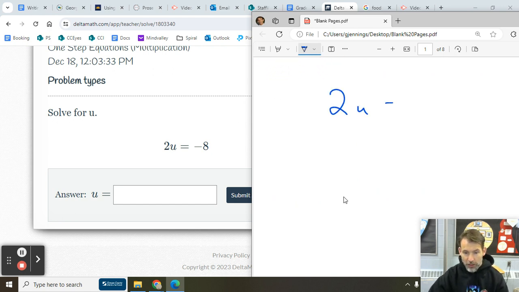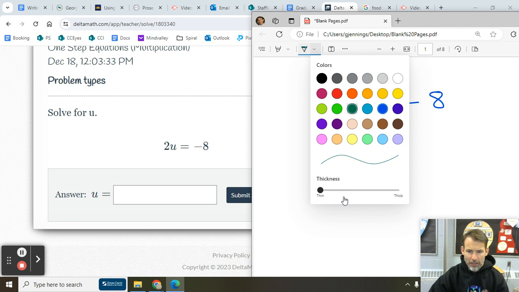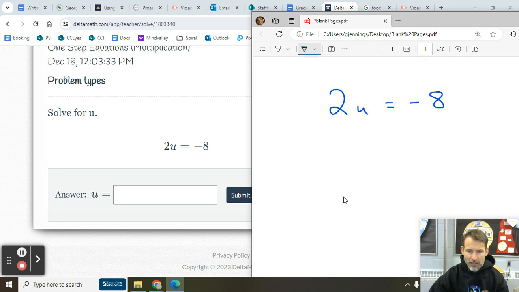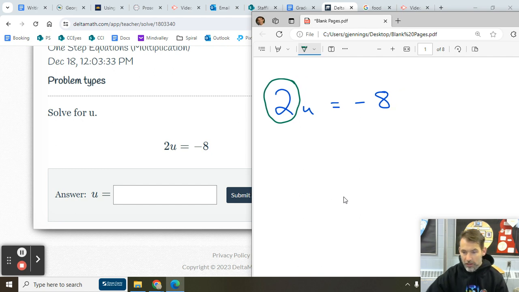2u is equal to negative 8. Okay, and now I wonder, what is the opposite of this? Okay, so that's 2u's. That's 2 multiplied by.